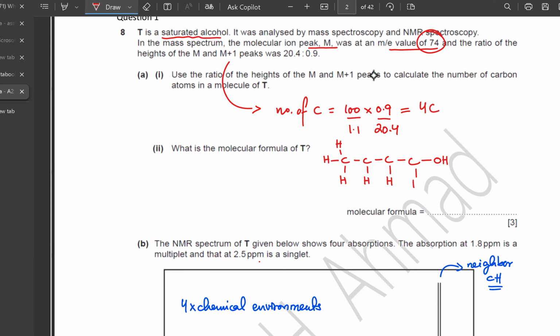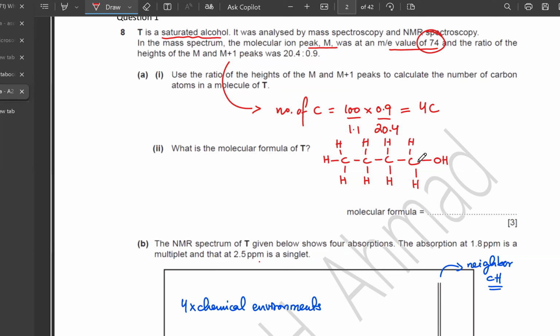C4, that's 12 into 4, that's 48, with one oxygen, so if you add an oxygen that's going to be 62, and I think there are 10 H's. How many H's do you have? Is this 74 or not? Yes, sir, 74. Okay, so it is 74.